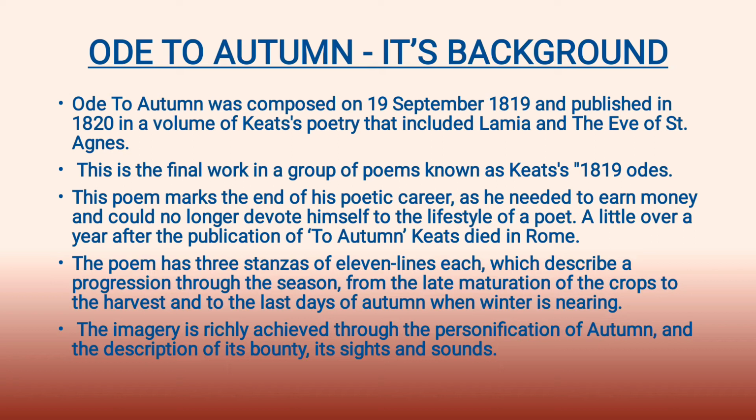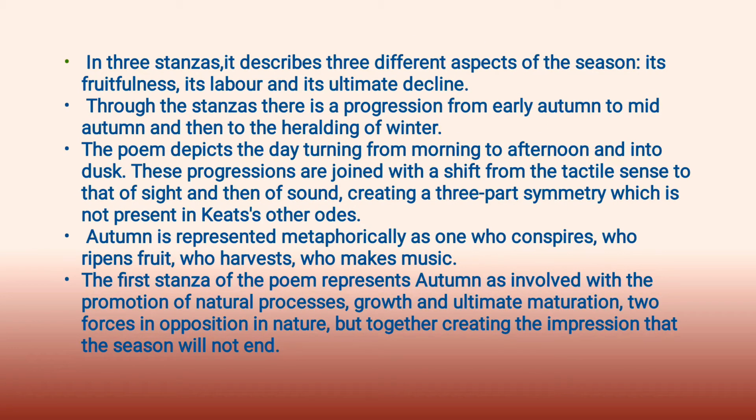Autumn is personified here in the form of a woman, in the form of a farmer, gleaner, and orchardman. The imagery is richly achieved through the personification of autumn and the description of its bounty, its sights and sounds. In its 3 stanzas, it describes 3 different aspects of the season: its fruitfulness, its labor, and its ultimate decline. Through the stanzas, there is a progression from early autumn to mid autumn and then to the heralding of winter.